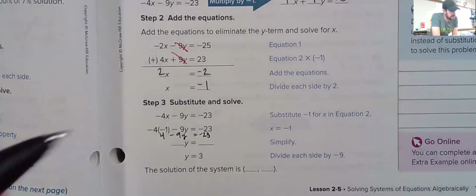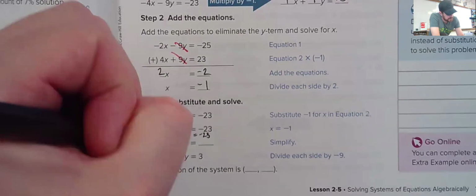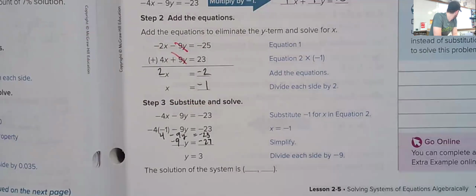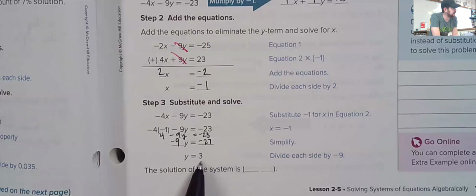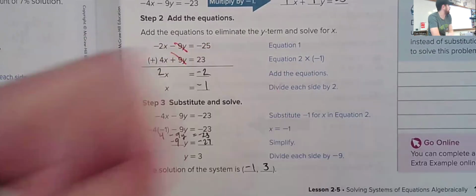I'm just going to fill that in there because we're taking away the 4 from both sides. So that'll be -9y equals -23 minus 4, which is -27. And if you divide -27 by -9, you get 3. So the x value is -1 and the y value is 3.